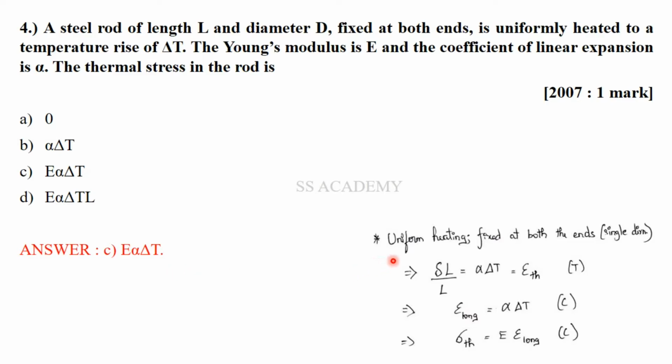But still, I would like to explain that in case of uniform heating and fixed at both the ends in a single direction, we know that strain epsilon TH, that is del L by L, is equal to alpha del T. So this is being restricted and this results in a longitudinal strain which is alpha del T. So the thermal stress developed due to restriction in strain is E into epsilon longitudinal, which is E alpha del T. This was explained earlier. So just by knowing all the three cases, it is very easy to answer this question and the previous question.